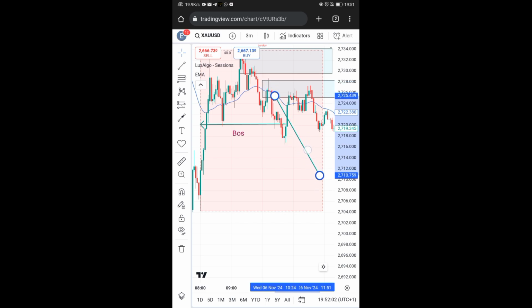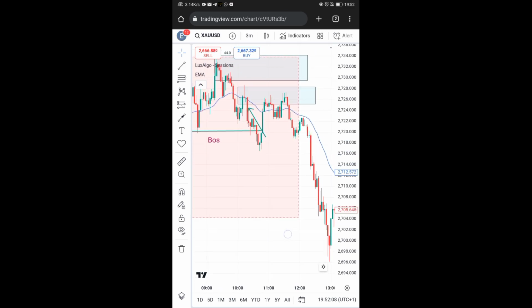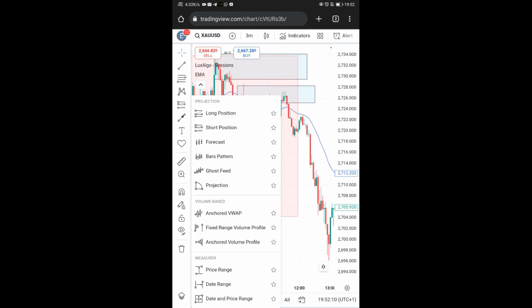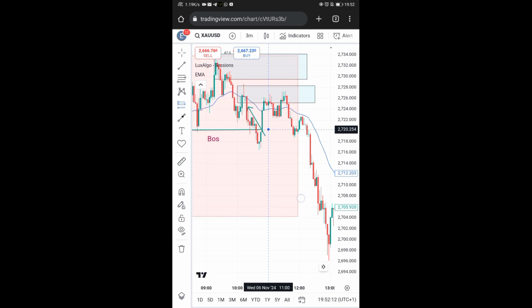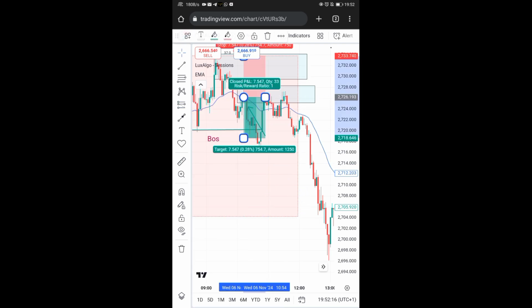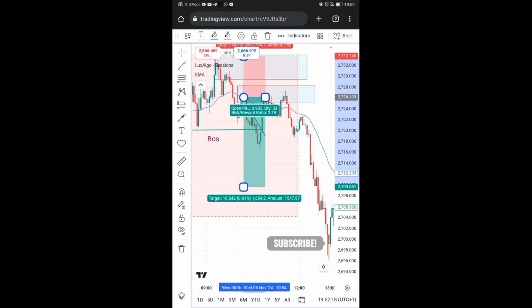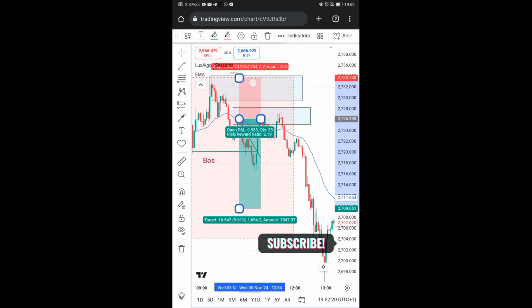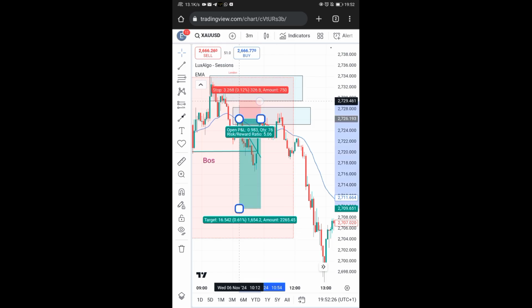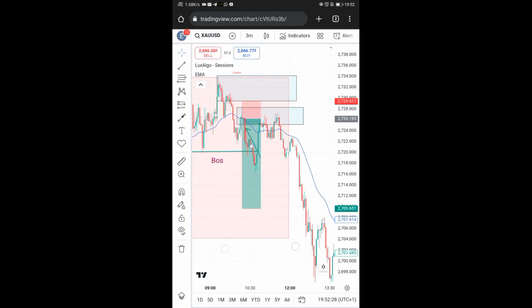And this zone was very sweet because if you look closely, you see the zone even has an imbalance inside it. So that was where I placed my entry, right at this candle right there, and my stop loss comes in a bit at that zone. It comes in a bit on that zone.